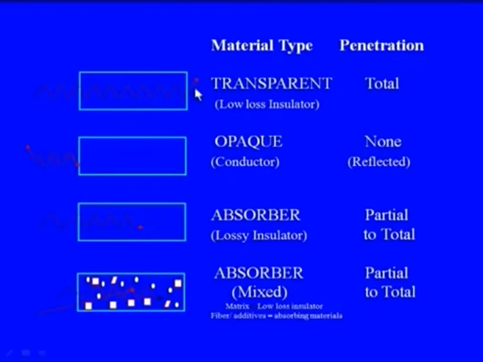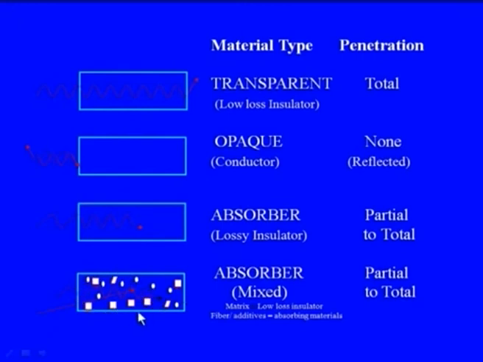So, this is the schematic of how electromagnetic radiations like microwaves interact with different materials. In case of transparent materials, as I have already talked about, which are low loss insulators, the energy will simply pass through. In case of opaque materials, which are conductors, they will simply reflect back the microwave radiations. In case of absorbers, they will get absorbed inside the volume of the material.